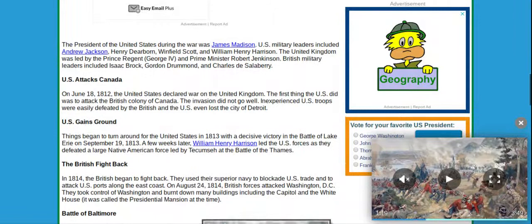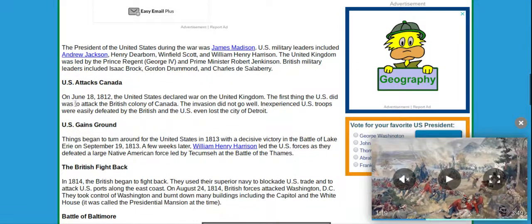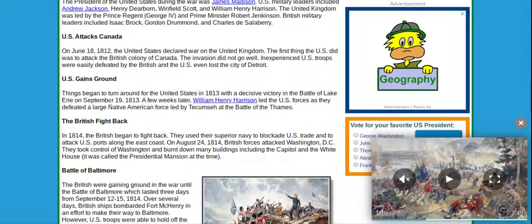U.S. attacks on Canada. On June 18, 1812, the United States declared war on the United Kingdom. The first thing the U.S. did was to attack the British colony of Canada. The invasion did not go well. Inexperienced U.S. troops were easily defeated by the British, and the U.S. even lost the city of Detroit, which is in Michigan.